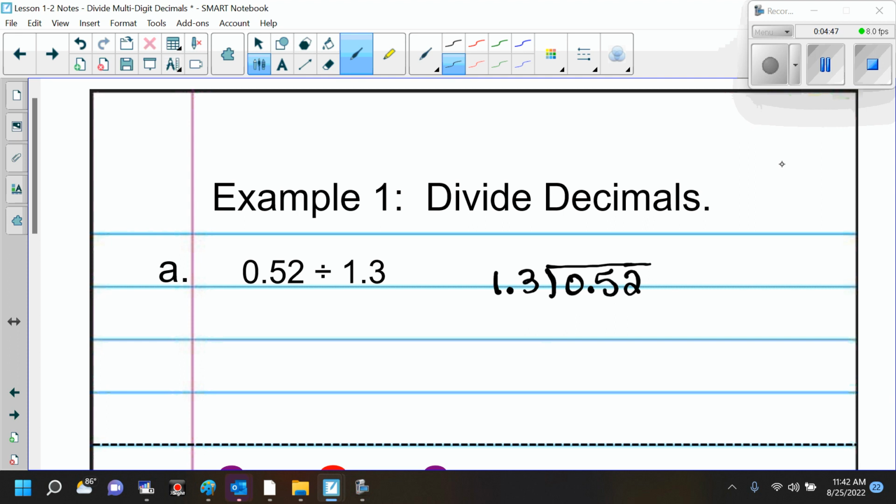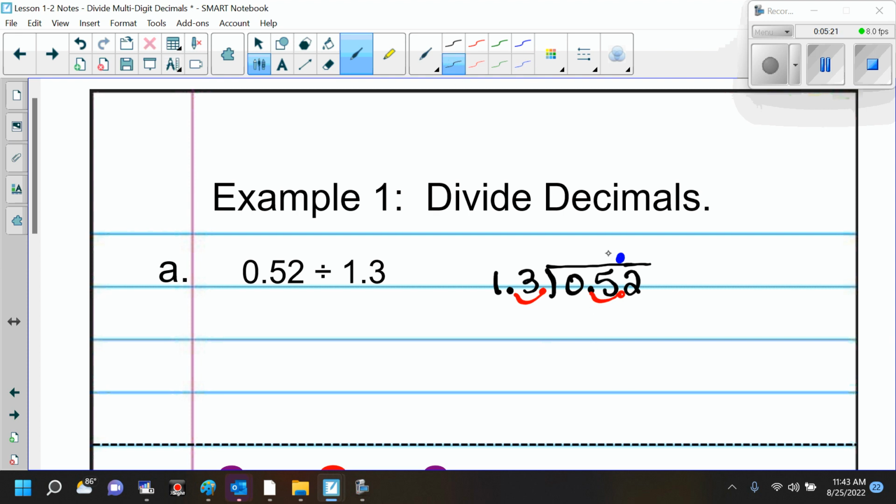Now, what's the first thing we need to do? Make the divisor into a whole number. Very good. So we need to move the decimal in the divisor. How many times? One time. So if I move the decimal in the divisor one time, then I need to also move this decimal in the dividend one time. And then, of course, that decimal comes straight up. So now we can start dividing like normal.